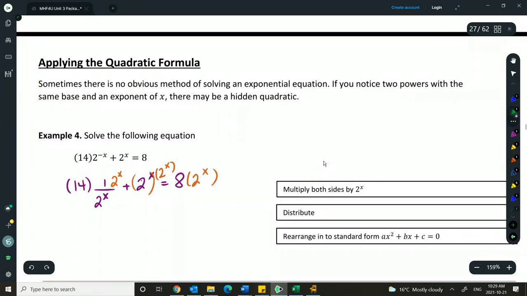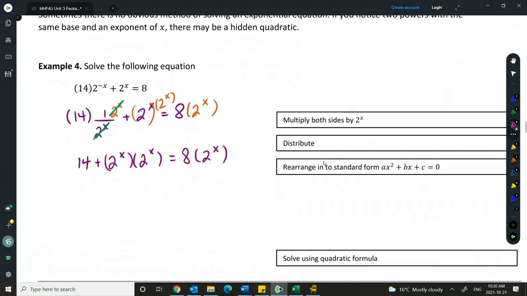And the nice thing about this is that now these will cancel, and I don't have a 2 to the x in a denominator anymore, which is the goal. I don't really want to have that. So I'm going to have 14 plus 2 to the x times 2 to the x equals 8 times 2 to the x. We're going to simplify a little bit here.